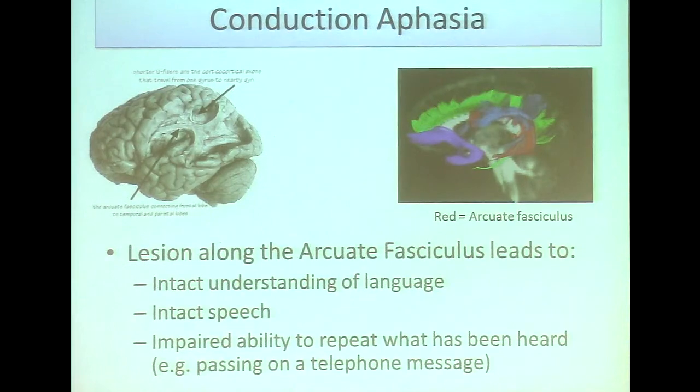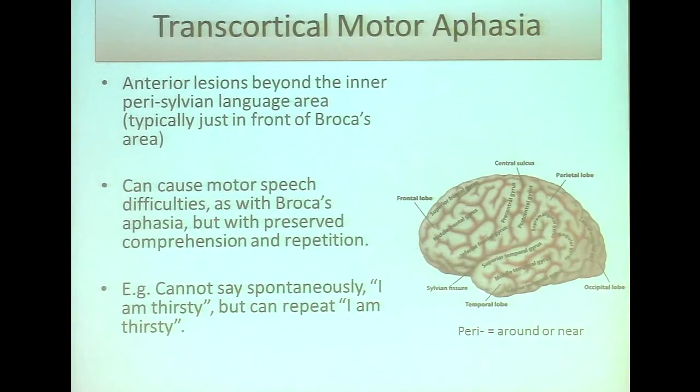Okay. Then you get transcortical motor aphasia. This is where it becomes a little bit more complicated, where you have anterior lesions beyond the inner perisylvian language area. Now, I know that sounds terribly complicated. What it really means is it's really just in front of Broca's area, anterior to Broca's area. You have damage there, but Broca's area is intact, but just the brain area around that is damaged.